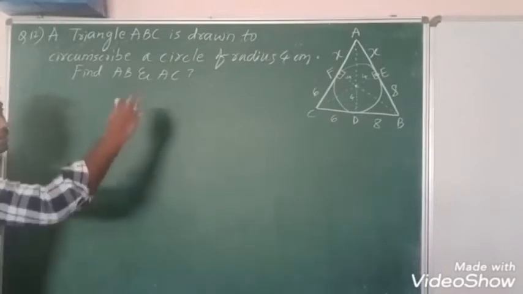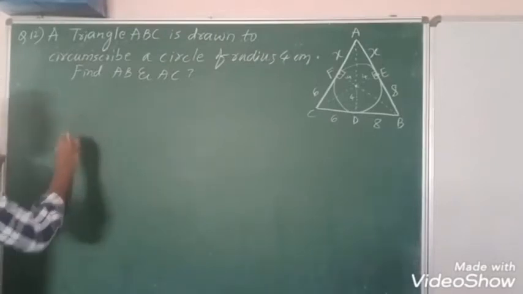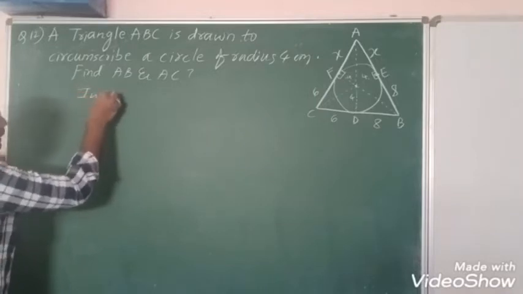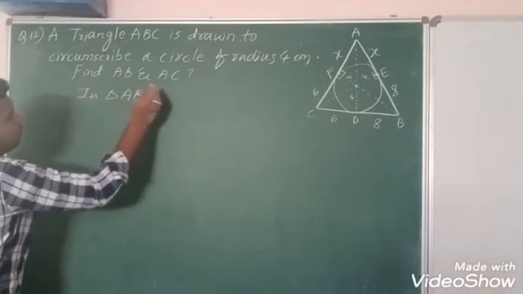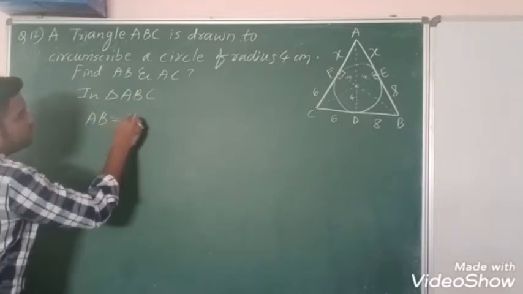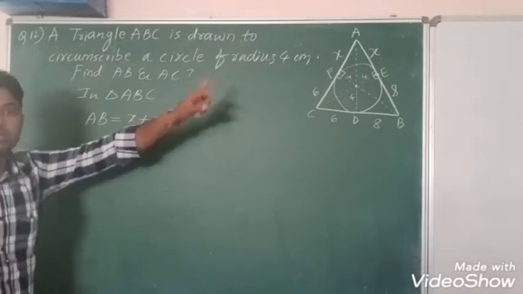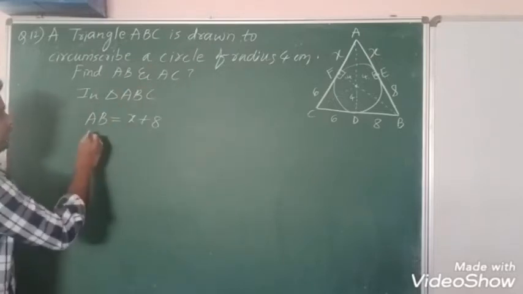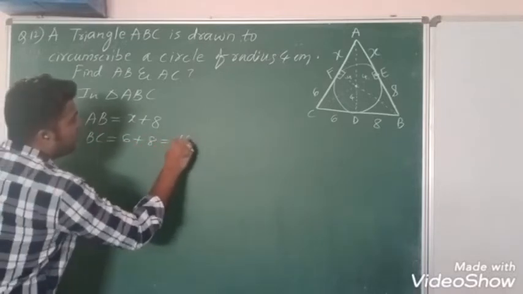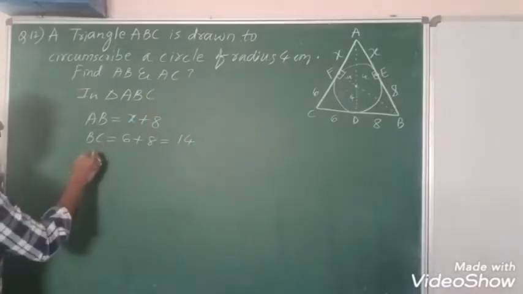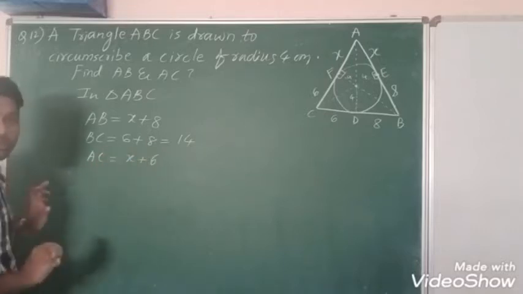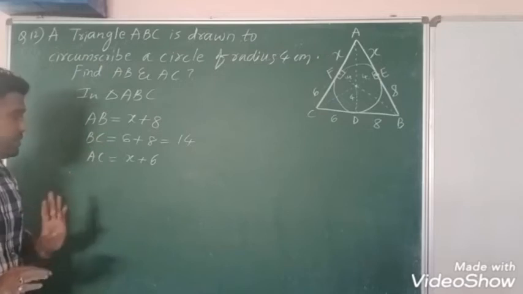Let's start. First, I'll take the main triangle, and for that I will apply Heron's formula. In triangle ABC, AB is equal to x plus 8. You can see that it is x plus 8. Then BC, which you can say is 6 plus 8, which is nothing but 14, and AC, which I can write as x plus 6. So this is AB, BC and AC.